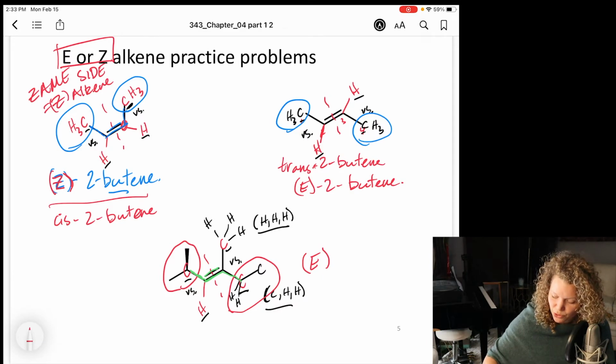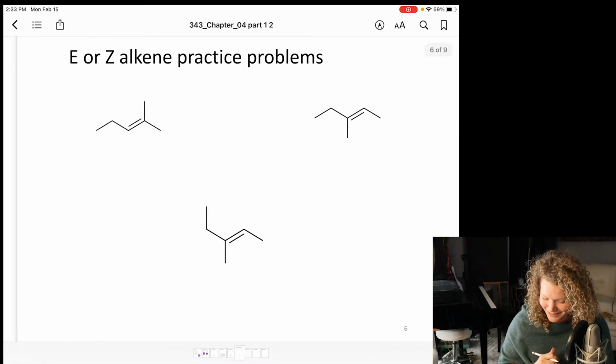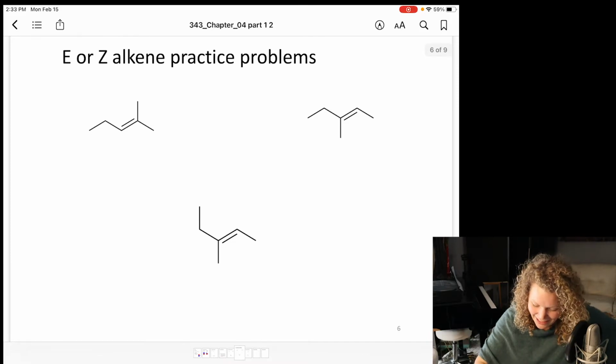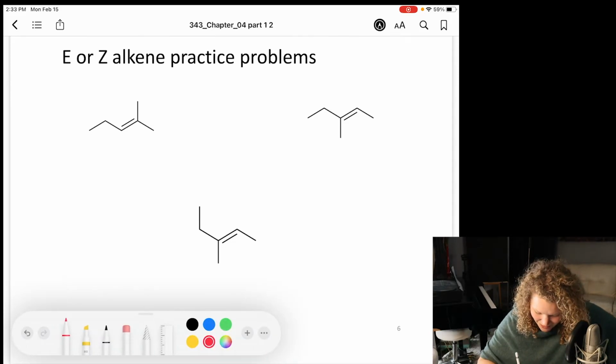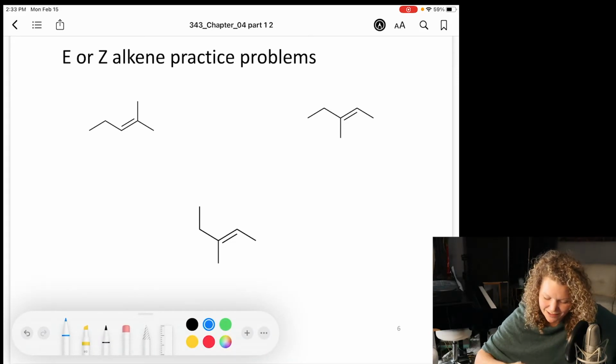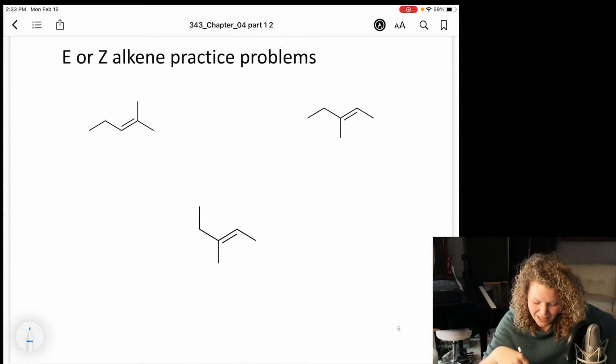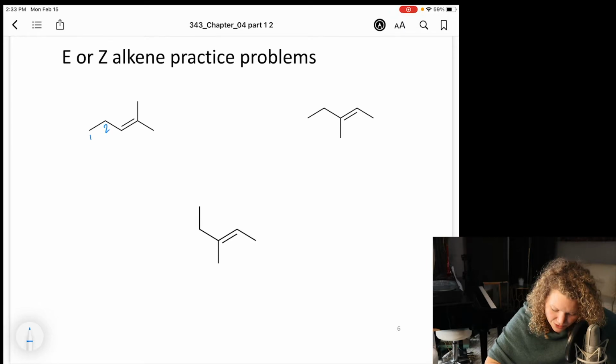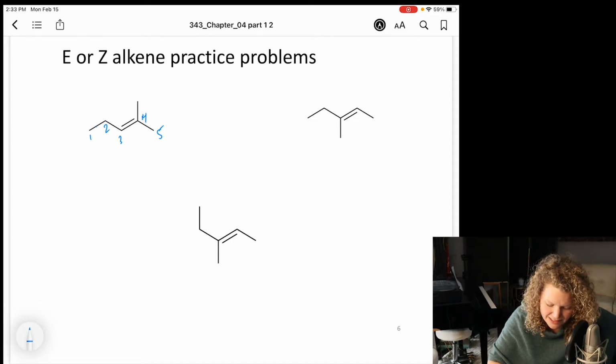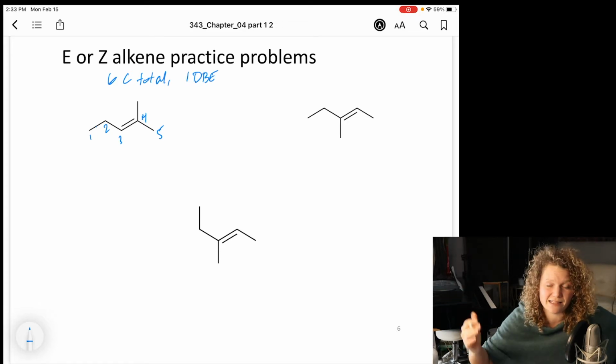Let's move on to some more fun examples. On this slide, I actually have 3 molecules that we're going to first compare wholly. It'll be kind of like a little review. Let's look at these 3 alkenes. So I've got 1, 2, 3, 4, 5. Okay, so this is a pentene derivative, and it's got 6 carbons total. And it's got 1 double bond equivalent. And I know that because it has a pi bond.